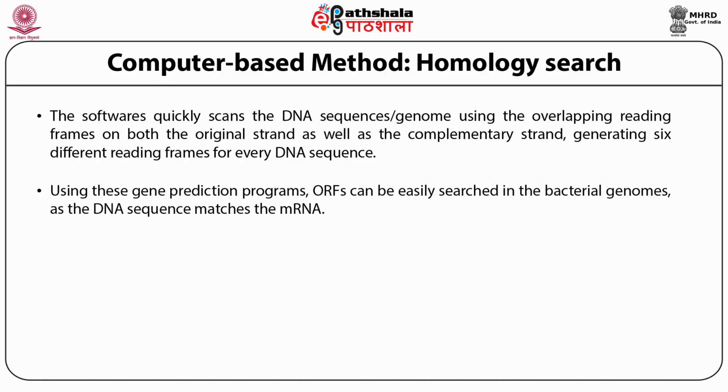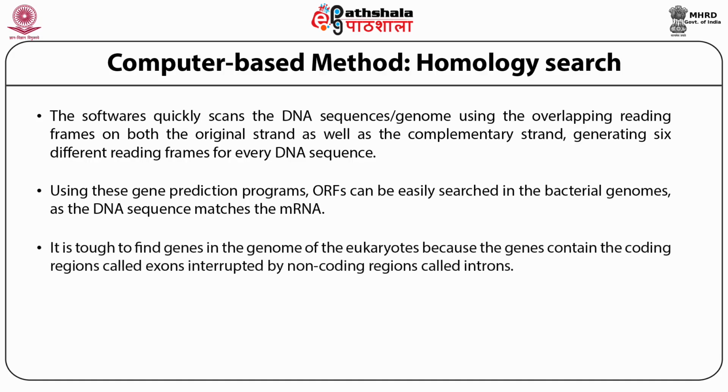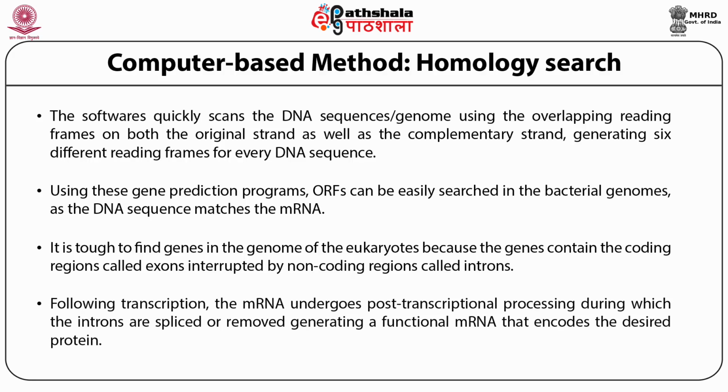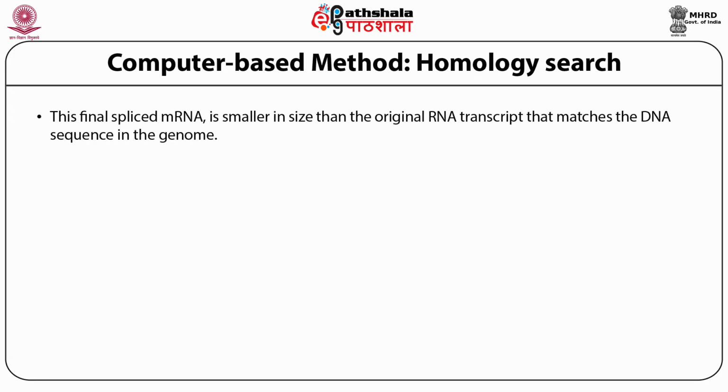Using these gene prediction programs, ORFs can be easily searched in the bacterial genomes as the DNA sequence matches the mRNA. It is tough to find genes in the genome of the eukaryotes because the gene contains the coding regions called exons interrupted by non-coding regions called introns. Following transcription, the mRNA undergoes post-transcriptional processing during which the introns are spliced or removed, generating a functional mRNA that encodes the desired protein. This final spliced mRNA is smaller in size than the original RNA transcript that matches the DNA sequence in the genome.